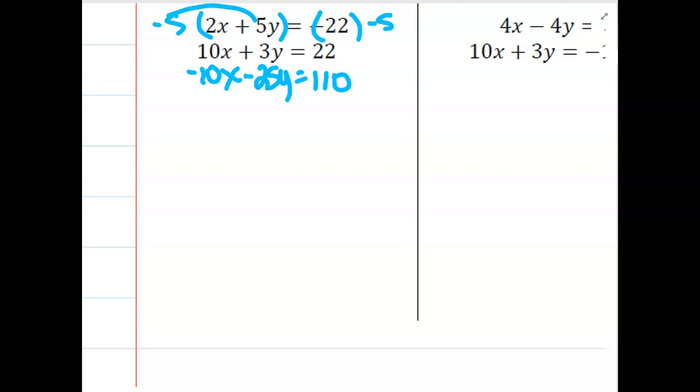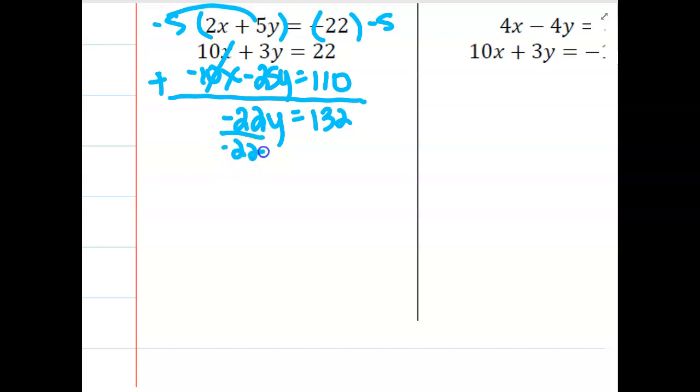Now, once you get to this step, now we're doing the same thing we've done the last 2 days. The 10x and the -10x, they cancel out. 3y and -25y gives me -22y. 22 plus 110 gives me 132. And then to get rid of the -22, divide both sides by -22, and we should end up with y equals -6.